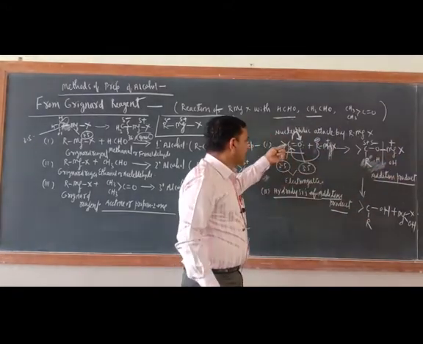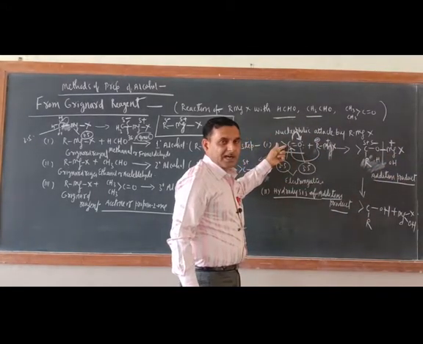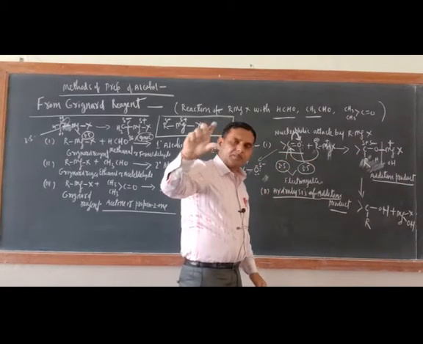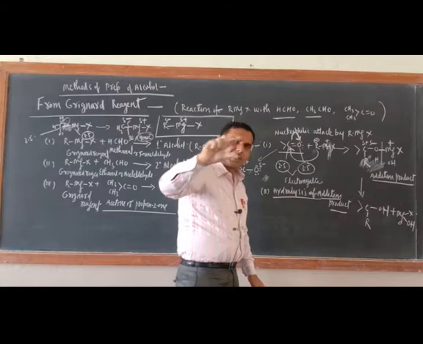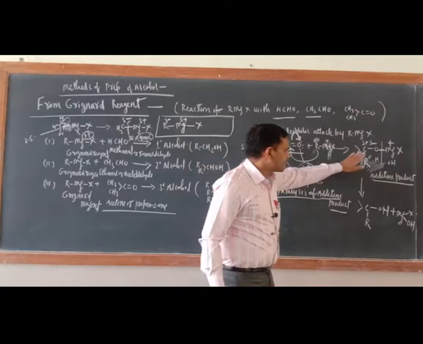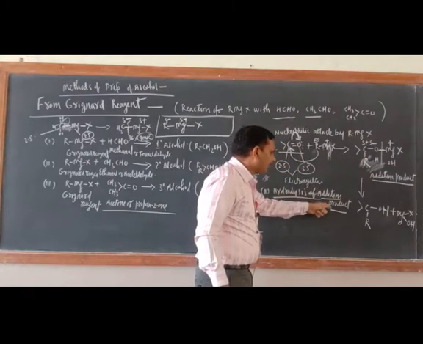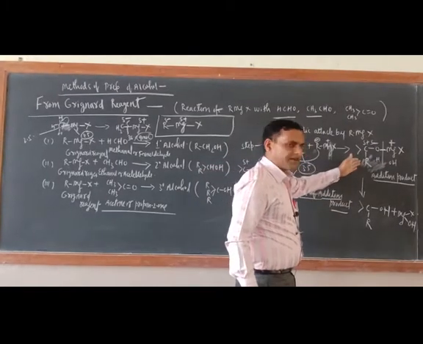The entire Grignard reagent is getting added to the carbonyl group. Everything takes place at the carbonyl group only, the C double bond O group only. So this is the addition product. Now the second step is hydrolysis of the addition product.